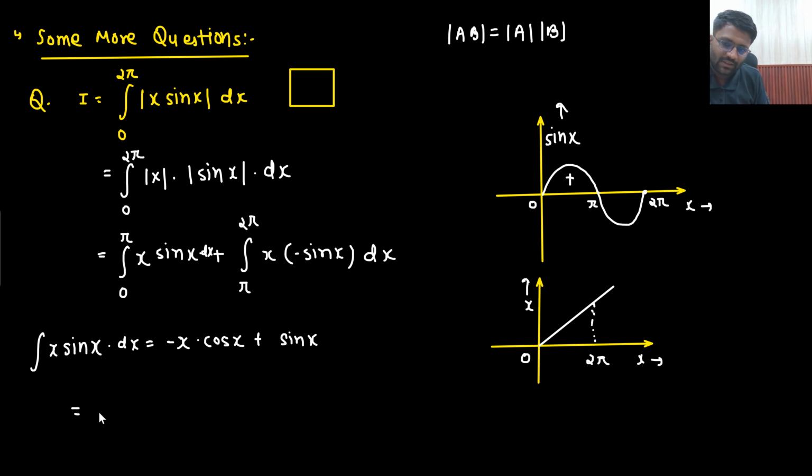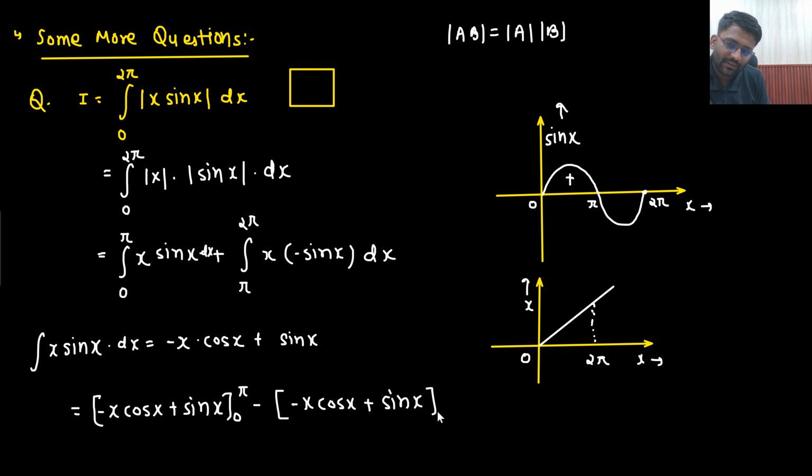So for the first one, this is the integration: minus x cos x plus sin x, limit going from 0 to pi. Now here this negative sign I am taking outside. Negative sign I am taking outside. Again minus x cos x plus sin x, limit going from pi to 2 pi.